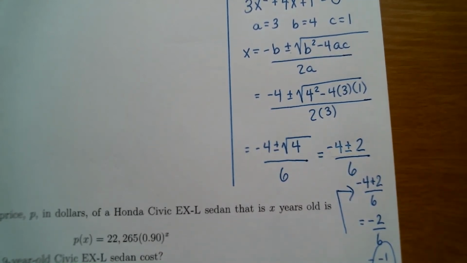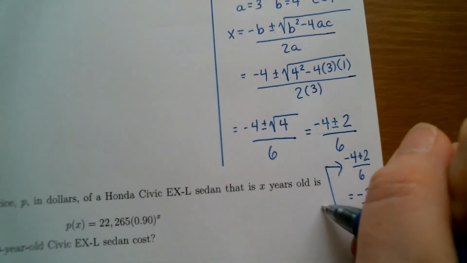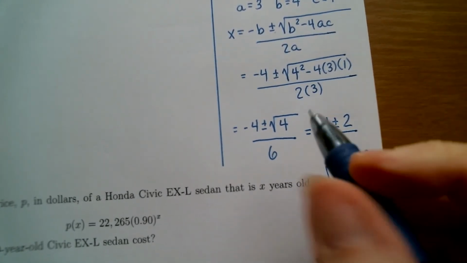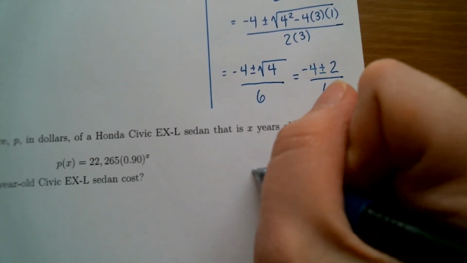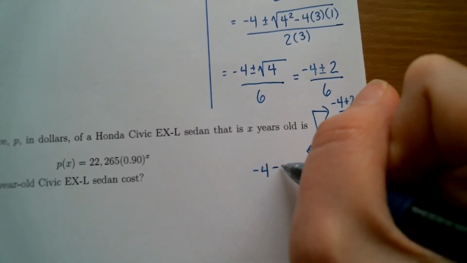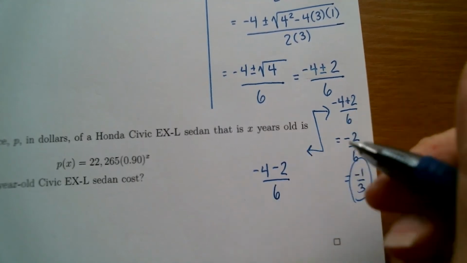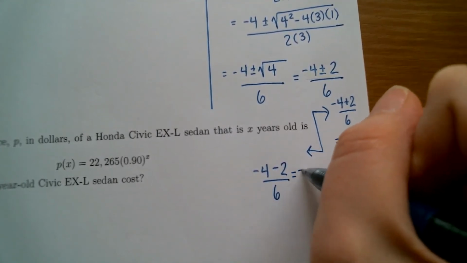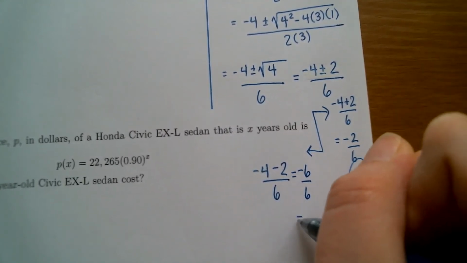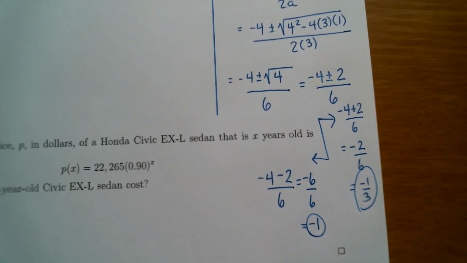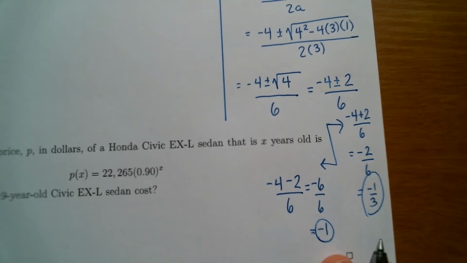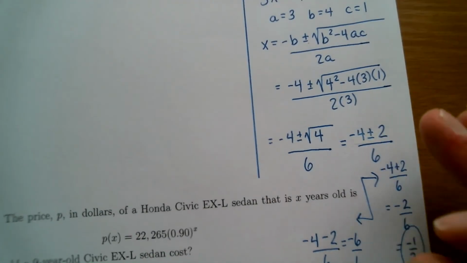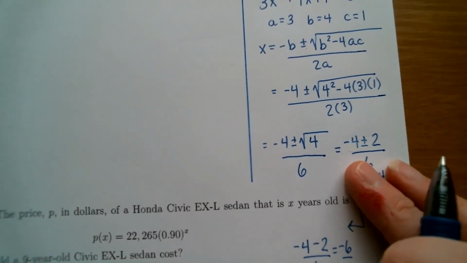That's one solution. The other is going to be by picking the negative in the middle. So we're going to get negative 4 minus 2 over 6. That is going to be negative 6 over 6, which is negative 1. So there are your two solutions for this problem.